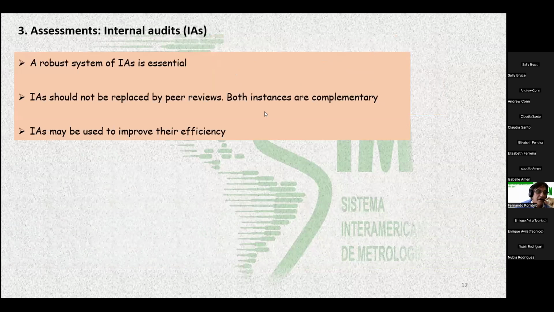Okay, let's continue. So, internal audits, and I left this for the end. Let me tell you simply that a robust system of internal audits is essential to be able to ensure that the objectives are fulfilled, and that the internal audits cannot be replaced by peer evaluations, but rather these are two things that complement each other.